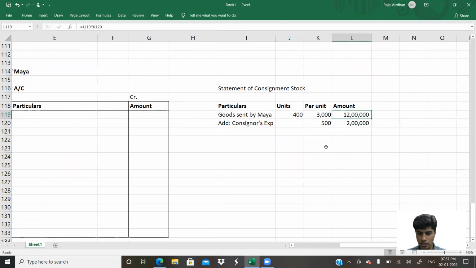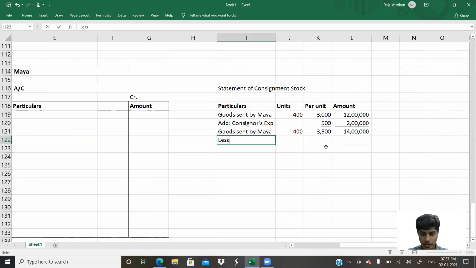Additional 2 lakh rupees. So this is my cost so far. Yeah. So this is the value of the goods sent. So right now, how many units are there? Goods sent by Maya. How many boxes? 400 boxes. 3,500 per box. That is basically arrived at as 14 lakh rupees. You get that? So here there is loss, less.